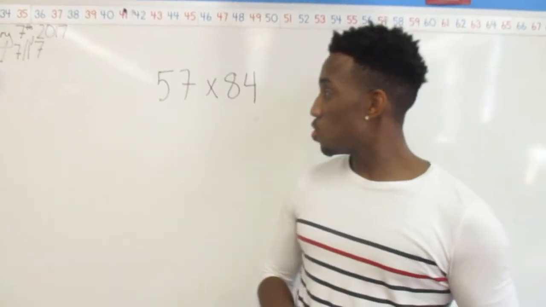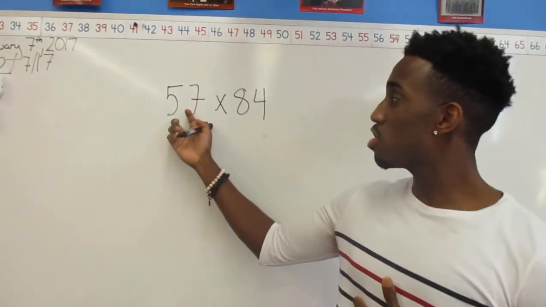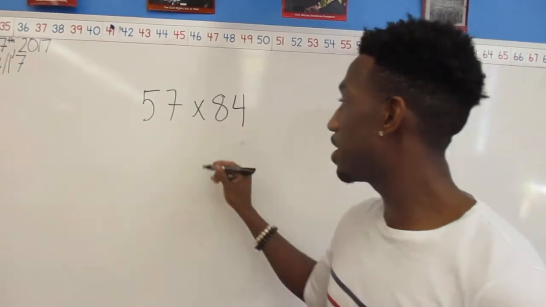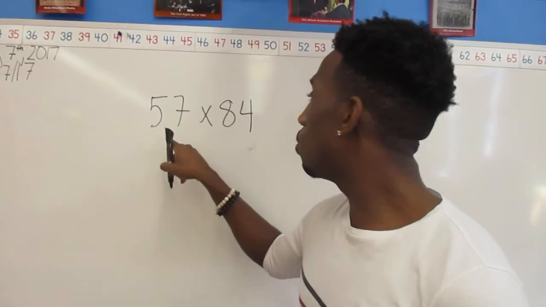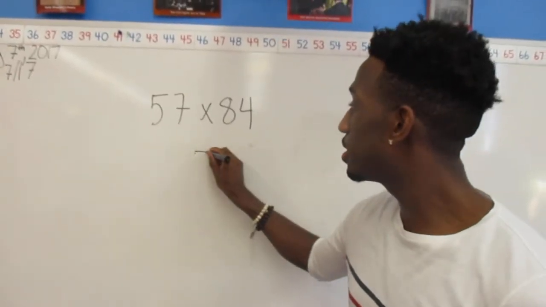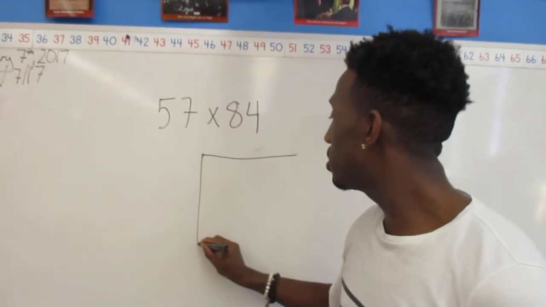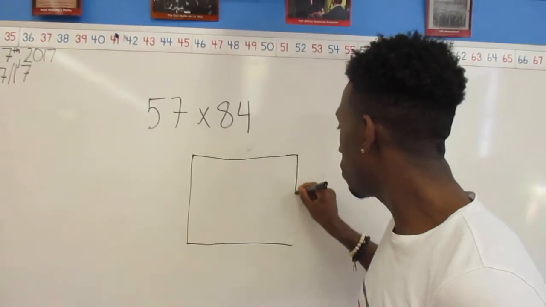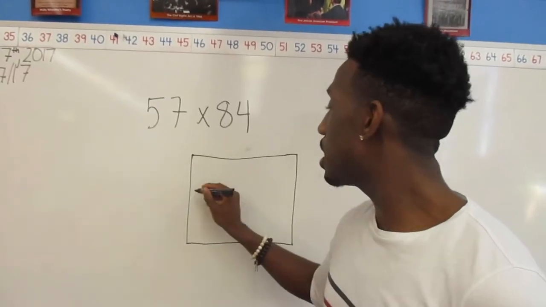All right, so now I'm going to show you how we can solve a two-digit problem multiplied by a two-digit number using the area model for multiplication. So I'm going to break up both numbers by place value, by tens and ones. And as you know, this is called the area model for multiplication because we're going to treat this just like the area of a rectangle.